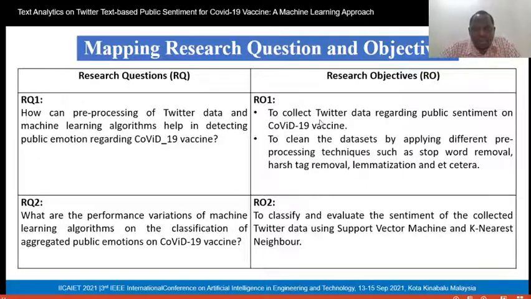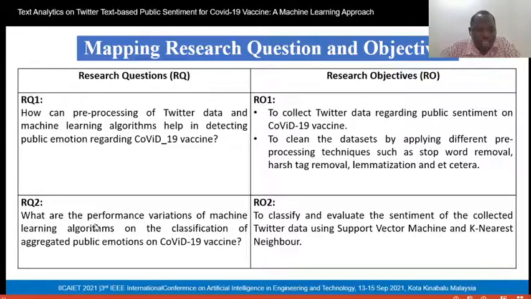Number 1 is to collect the Twitter data on the public sentiment on the COVID-19 vaccine. And after collecting the data, we are going to clean the data set by applying different pre-processing techniques such as stopword removal, hashtag removal, lemmatization, and so on. So I believe these research objectives can be mapped with this research question.